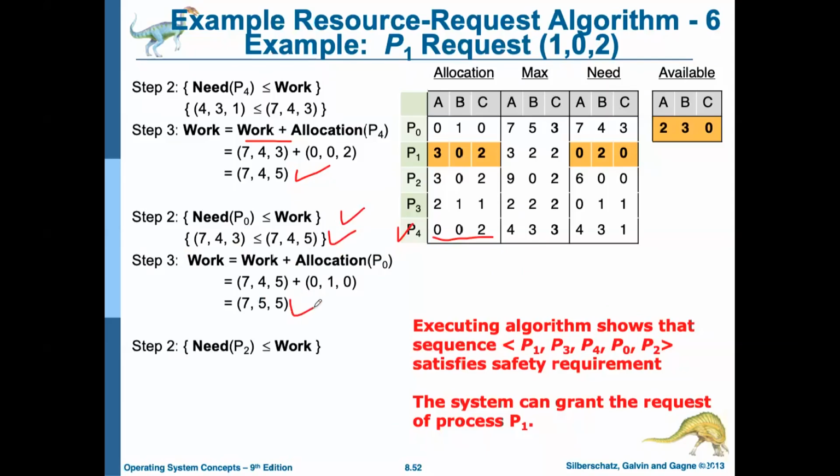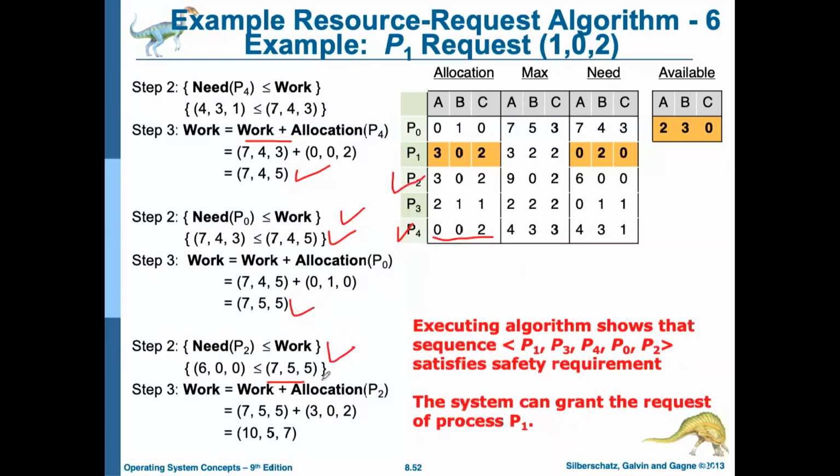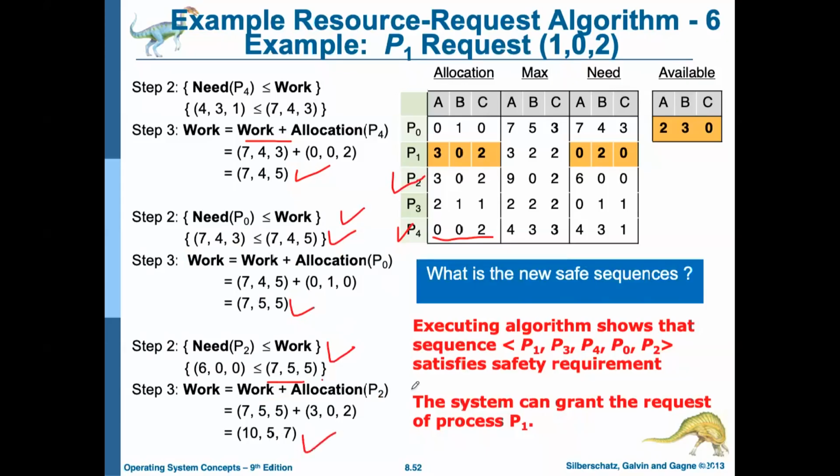And then step P2. Check now for P2 here. Check the value of P2, compare with the current value, and check whether it is true or not. The answer is yes, and start allocate. So now work has the new value 1057. What is the new safe sequence? This is the new safe sequence: P1, P3, P4, P0, and finally P2.